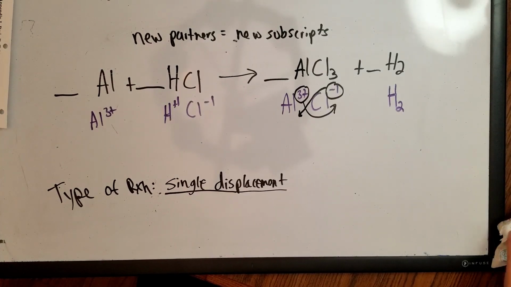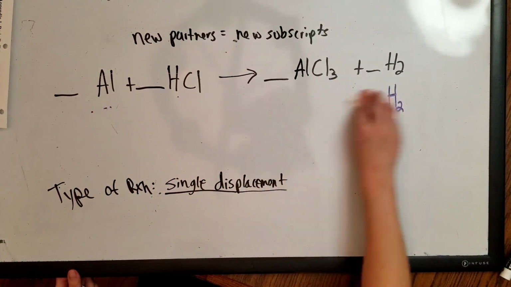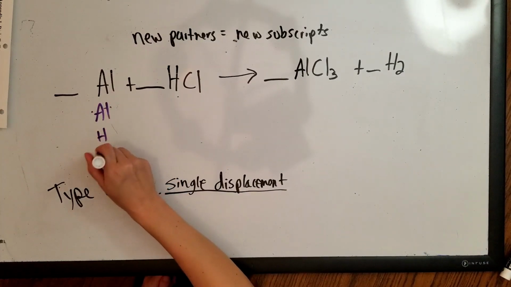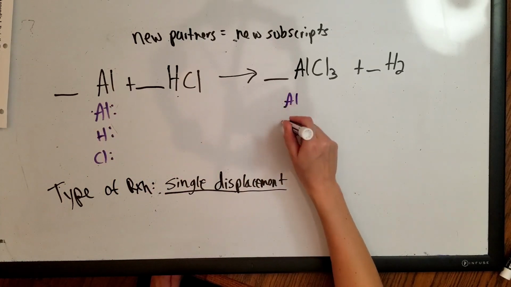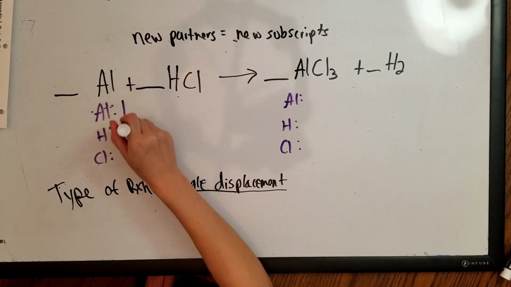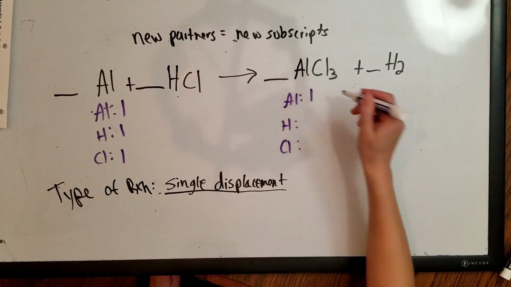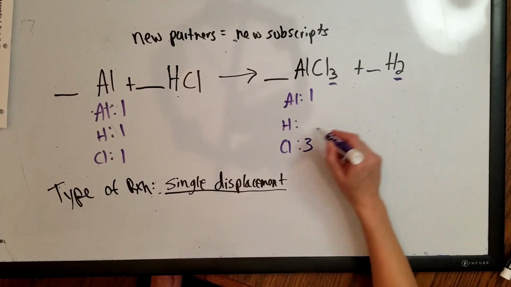So now that I predicted my products, I can balance the equation. Balancing equations, we write a list of every element present and how many atoms of each. We use the subscripts to tell us that. So on the reactant side, I have 1 of each element there. On the product side, 1 aluminum, 3 chlorines. And for hydrogen, subscript of 2, so I have 2.